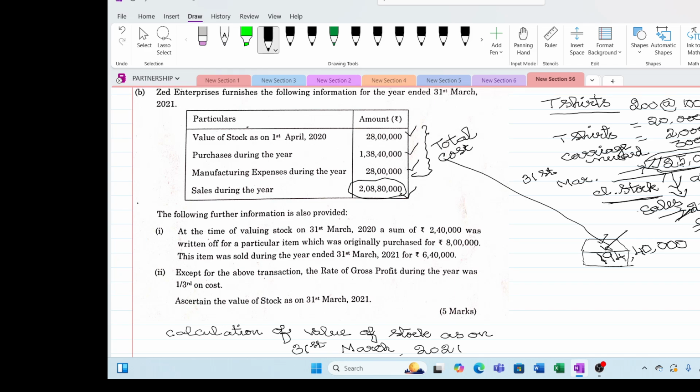Okay. So now this 208 lakhs 80,000 is what? This is my cost plus profit. Now I have to remove this profit. Then I'll have the cost. But unfortunately, again, in this sale, it is not all sold at uniform margin.